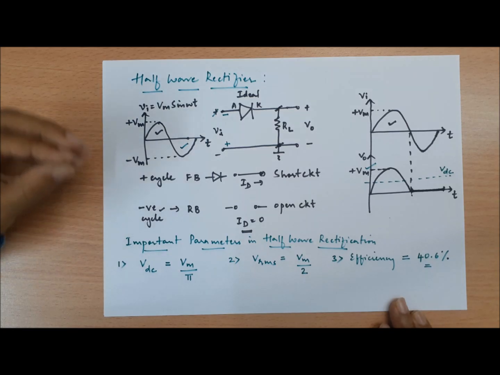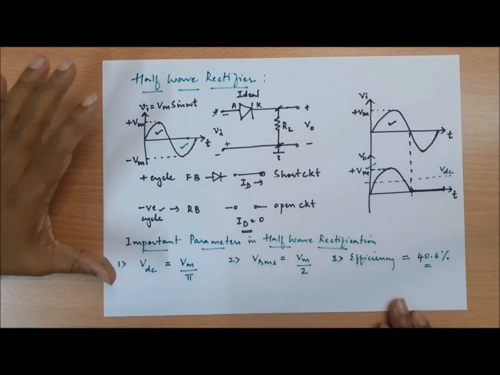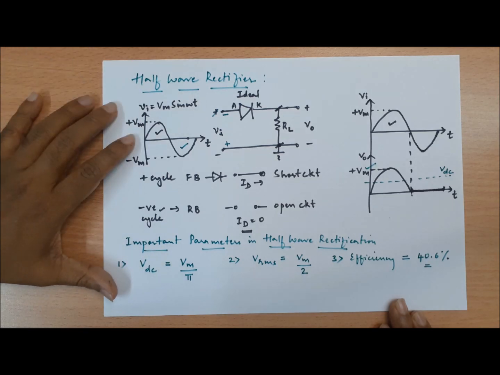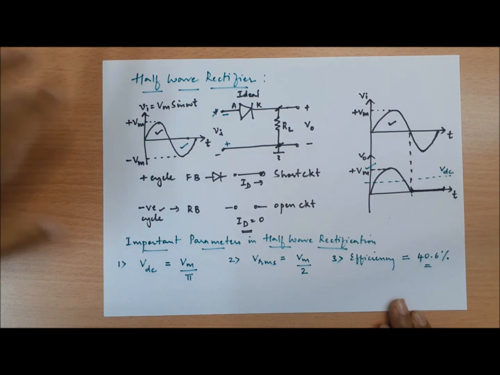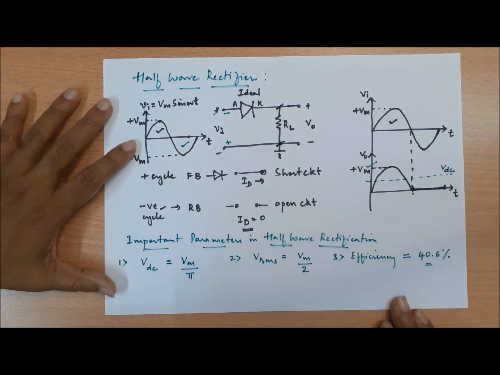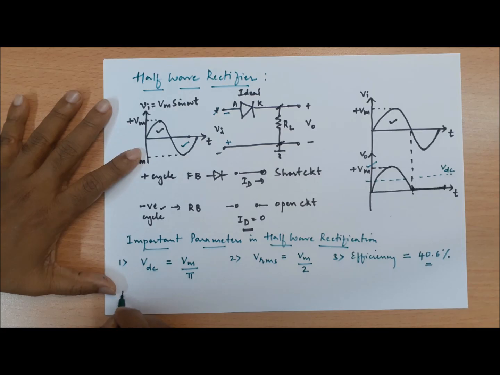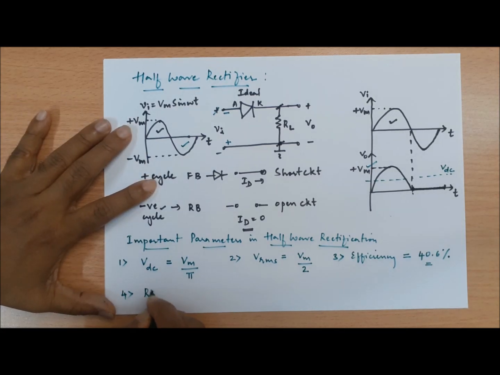except for one or two particular applications. We rarely use half wave rectifiers. Instead of half wave rectifiers, we usually go for full wave rectifier circuits, which have a much better efficiency when compared to a half wave rectifier circuit. Okay, so the fourth important parameter is the ripple factor.